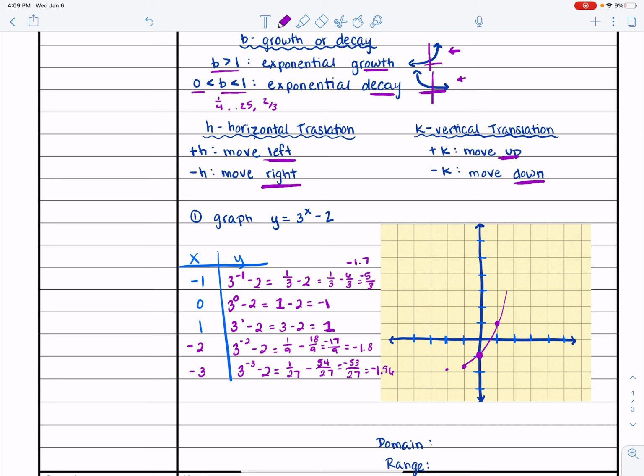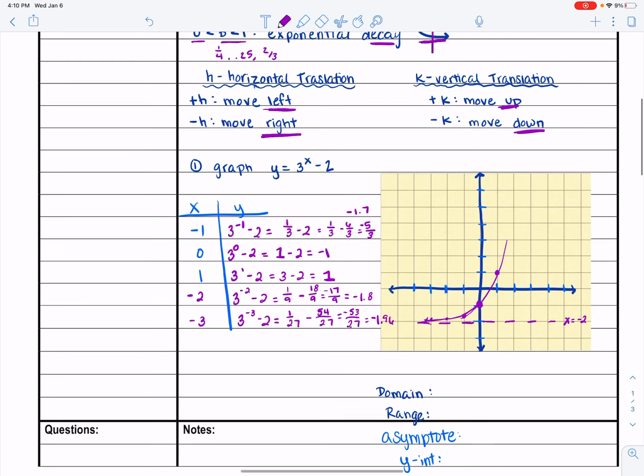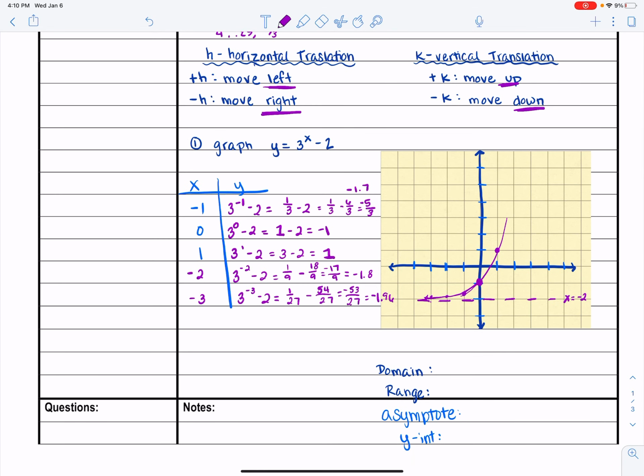So what we can tell from this is that our graph is getting really close to negative 2, but remember there's an asymptote, so it's never actually going to touch it. So our asymptote this time is at y equals negative 2. Yesterday they were all at y equals 0, okay? So that's our graph. So let's talk about the domain.